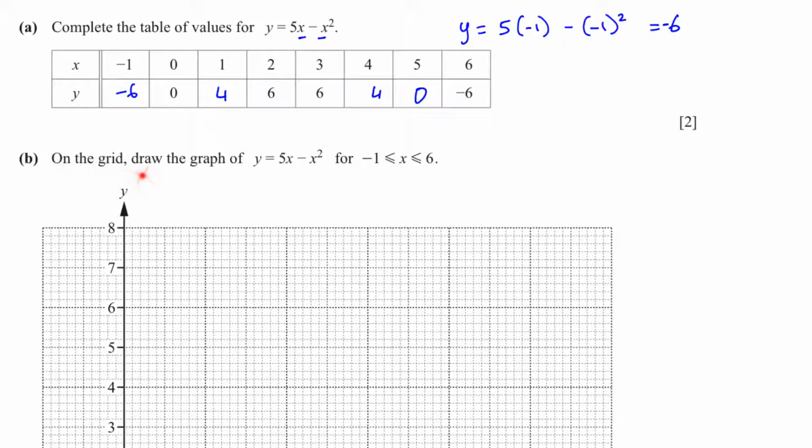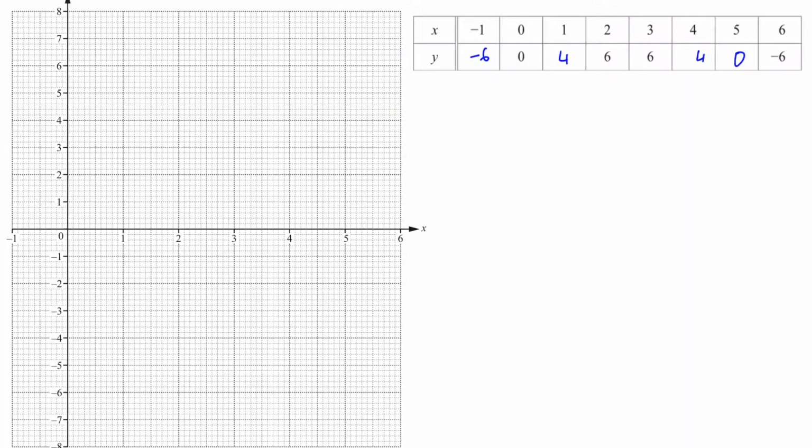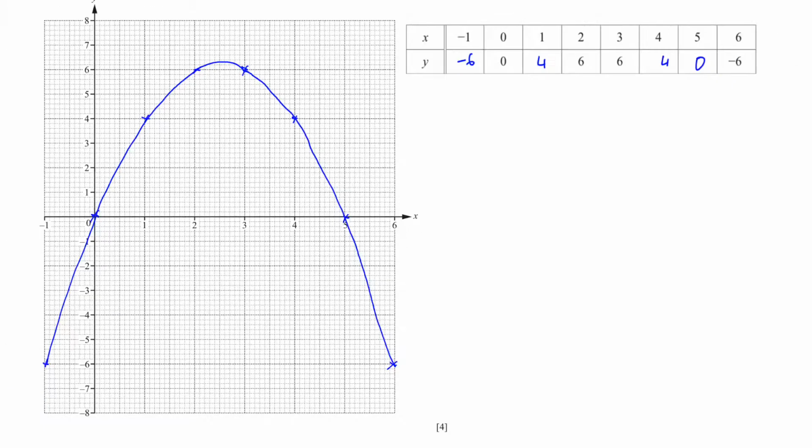In part B, on the grid, draw the graph of y is equal to 5x minus x squared for -1 till 6. So these are the x values we have to plot, and these are the corresponding y values. When x is -1, y is -6. So negative 1 is here and y is negative 6 here. When x is 0, y is 0. So we'll plot all the points like that. This is how your curve will look like.